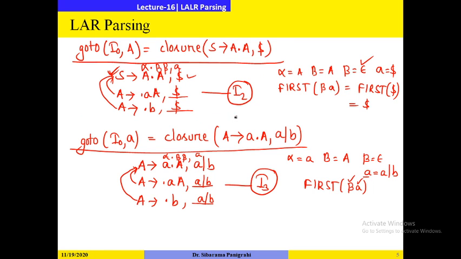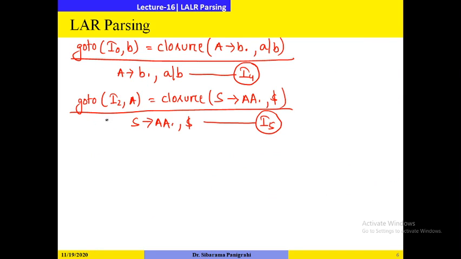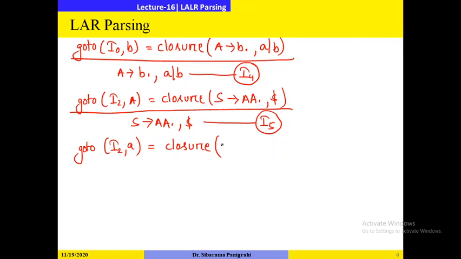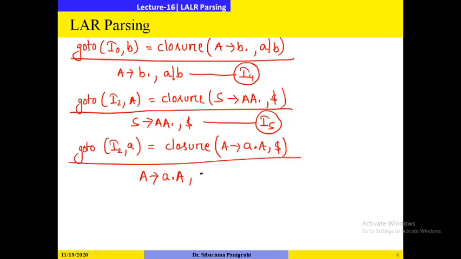Now in I2 can you jump any other symbol? Yes, you can jump this one. A gives to, in this small a you can jump. So I will write goto(I2, a). It's nothing but closure of A gives to a dot A, comma, dollar. A gives to a dot A, comma, dollar, right? So it's nothing but A gives to a dot A, comma, dollar.